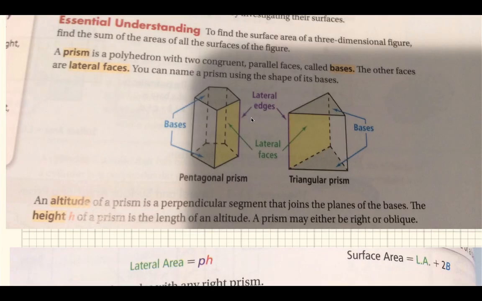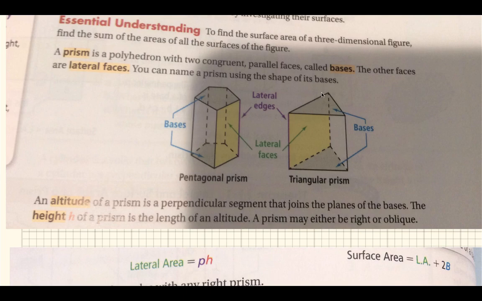So let's go up here and look at the top picture. There's kind of a lot going on. These are called prisms. A prism is a polyhedron with two congruent parallel faces called bases. I mentioned prisms a little in the Zoom call. Again, they have two congruent parallel faces. Like this one, this base here is congruent to this base here. They're both pentagons, so we refer to this shape as a pentagonal prism.